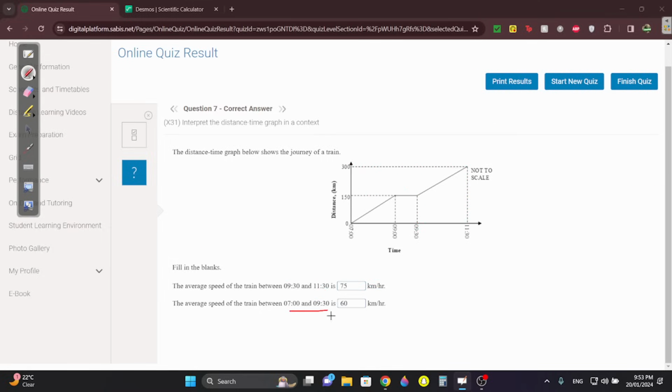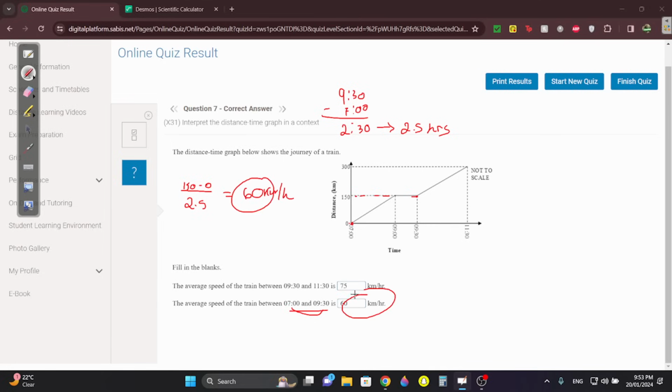Now the speed between 7 and 9:30. Between here, 7 and 9:30, it's at 150 and at 0, so 150 minus 0 over the time between 7 and 9:30, which is 2 hours and a half. I'll still do it: 30 minus 0 is 30, 9 minus 7 is 2, it's 2 hours and a half. So do I write 2.3? No, 2 hours and a half, because you know 1 hour is 60 minutes, so 2 hours 30 minutes is 2.5 hours. So your time is 2.5. So 150 divided by 2.5, you get 60 km per h, which is over here.